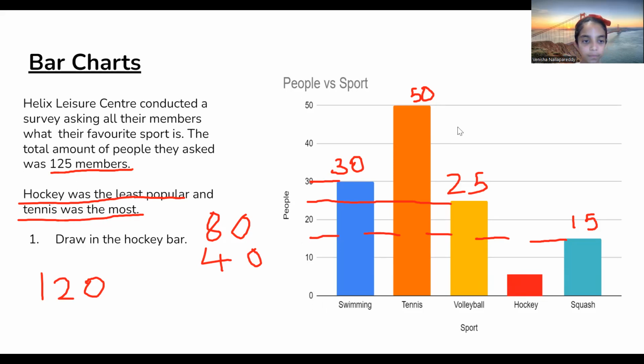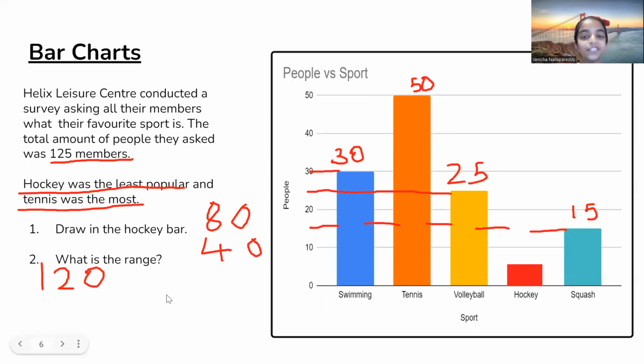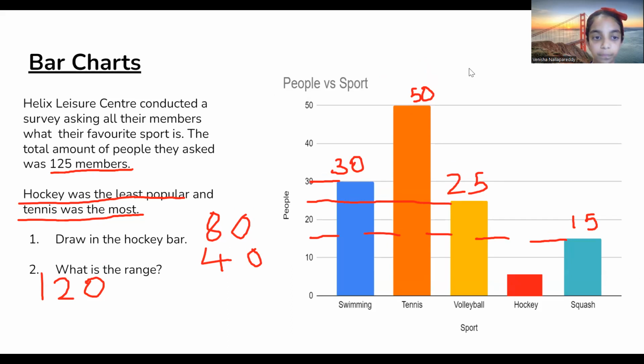Okay, so we also have another question. What is the range? Well, what's the highest bar? That's right, it's tennis. And what's the lowest? Hockey. So how many people like tennis? 50. And how many people like hockey? Well, we just worked that out, it's 5. So what's 50 subtract 5? 45. So I'll just write in a different colour because this might be a little bit confusing. 45 is the range. So it's as simple as that.